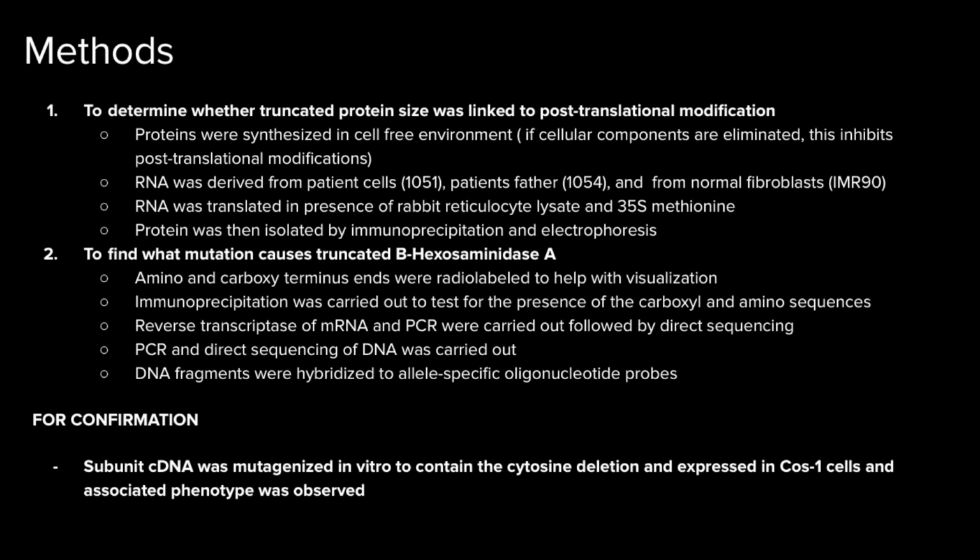PCR and direct sequencing of DNA was performed, and DNA fragments were hybridized to allele-specific oligonucleotide probes. For confirmation that in fact the mutation did cause truncation of the proteins, a plasmid was created and expressed in COS-1 cells. This then showed that the same phenotype as the patient was observed, where the protein is retained in the ER rather than being secreted.